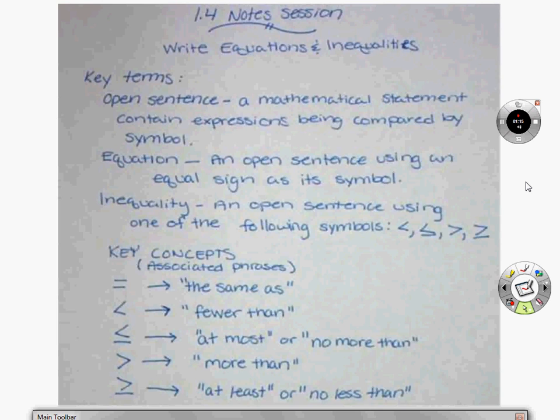And what we're doing in 1.4 is very similar to that, except now we're going to take what we learned in 1.3 and add one more thing to it, and that is how to use associated phrases to determine what the symbol is going to be, either an equal sign or one of those inequality signs. And below, where it says key concepts, those are just a few of the phrases that are used, and we might come across some others later on down the road, and you can add those to your list.